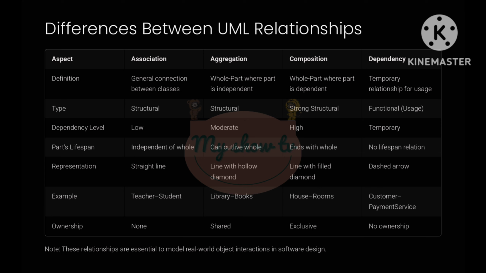So, in summary, these relationships help us design real-world connections in software, and knowing their differences allows us to model accurate, logical relationships based on how components should behave together.